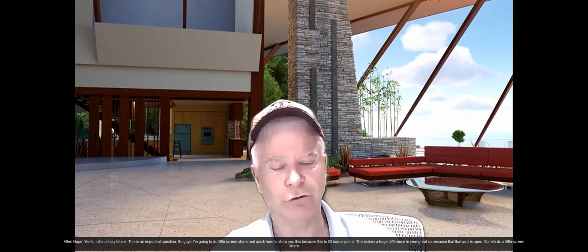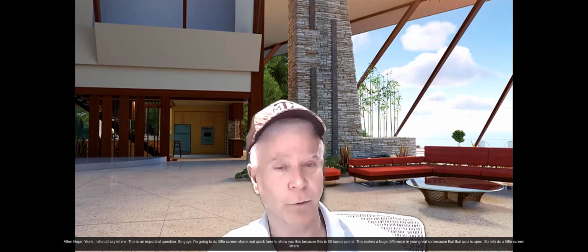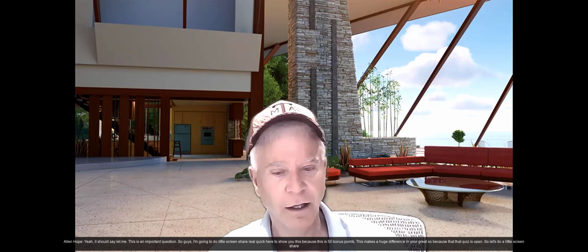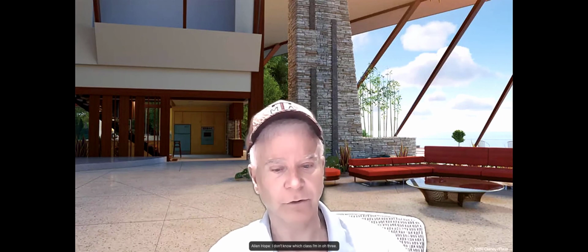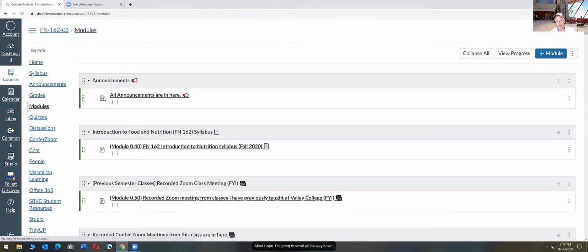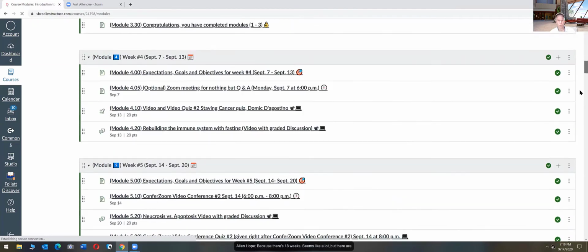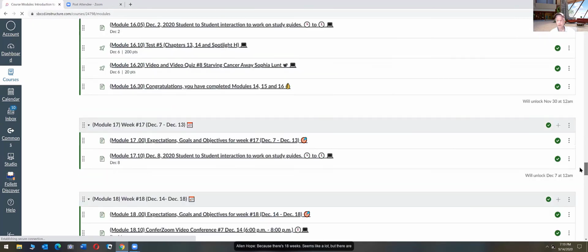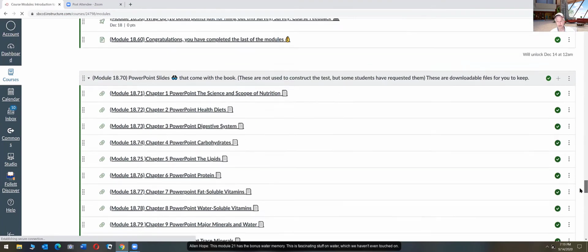So guys, I'm going to do a little screen share real quick here to show you this, because this is 50 bonus points. This makes a huge difference in your grade. So, because that quiz is open, let's do a little screen share. I don't know which class I'm in. If you go to modules, let's go to modules. See, everything is in modules. This is loading here. Hold on a second. It's kind of slow. I'm going to scroll all the way down because there's 18 weeks. Seems like a lot, but there are.